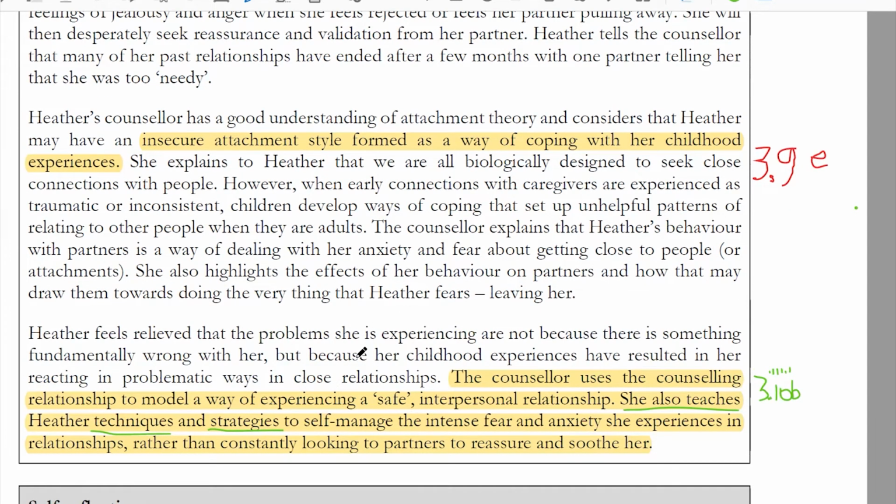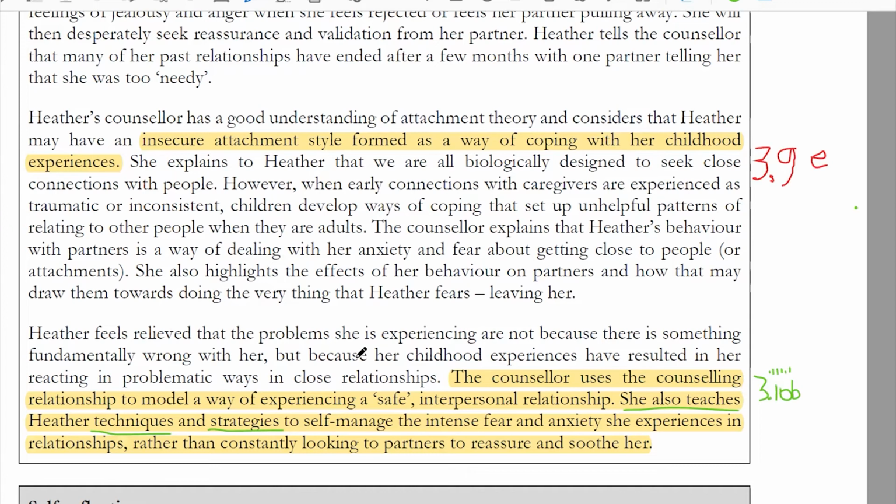Heather's counselor has a good understanding of attachment theory and considers that Heather may have an insecure attachment style formed as a way of coping with her childhood experiences. She explains to Heather that we are all biologically designed to seek close connections with people. However, when early connections with caregivers are experienced as traumatic or inconsistent, children develop ways of coping that set up unhelpful patterns of relating to other people when they are adults.